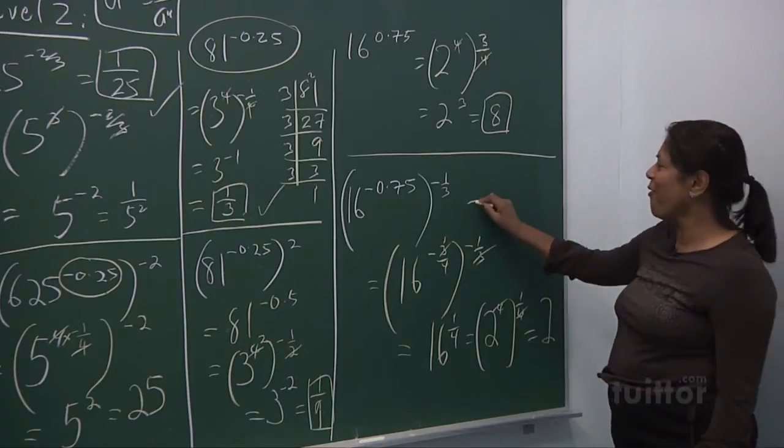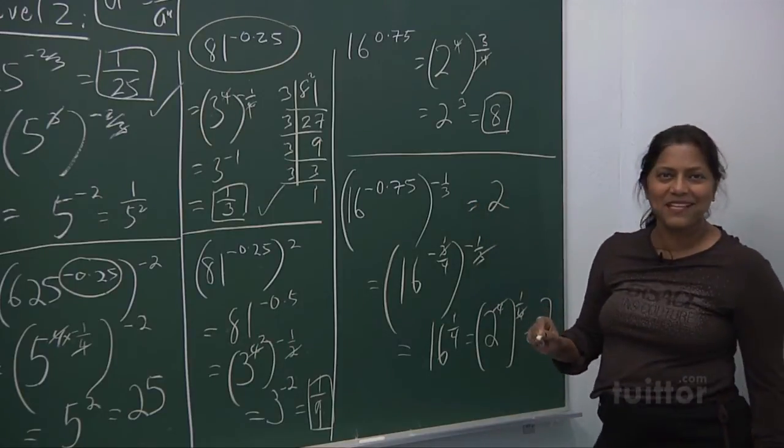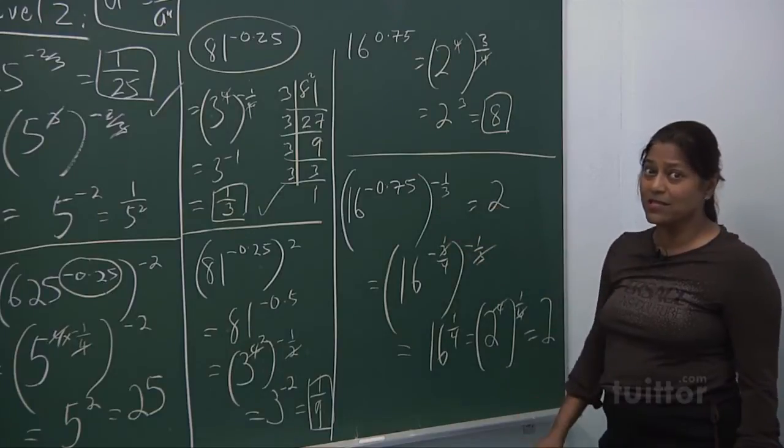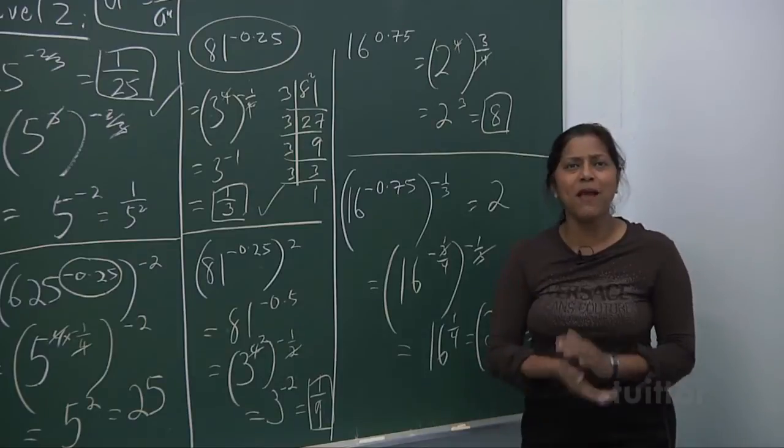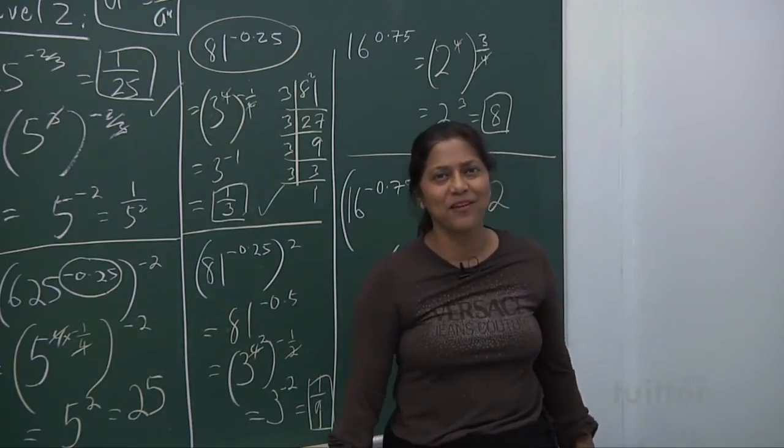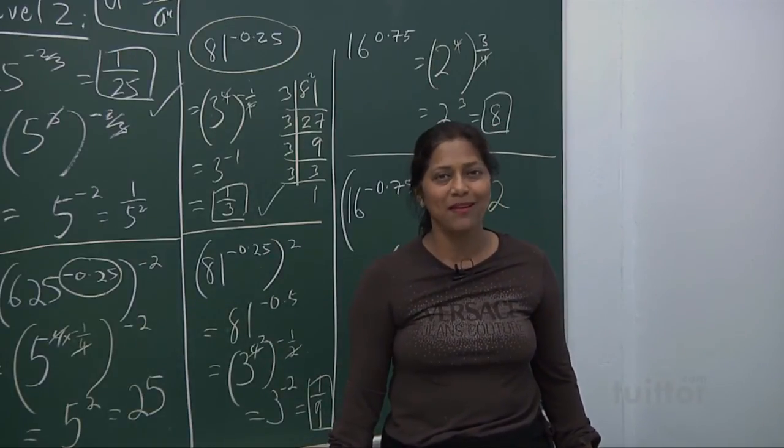Would you ever have thought of this answer when you looked at it? That was going to give you such an easy answer. It's because of the laws of indices that makes maths, numbers like this, very easy. Practice more and you'll get it.